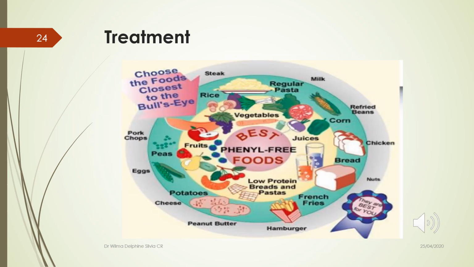Early diagnosis is a must in case of phenylketonuria because about 5 units of IQ are lost for each 10 weeks delay in starting the treatment. Hence, after the diagnosis, a strictly controlled phenylalanine free diet up to the first decade of life is very important. From this picture, choose the foods which are closest to the bullseye, like fruits, vegetables, low protein breads and pastas.